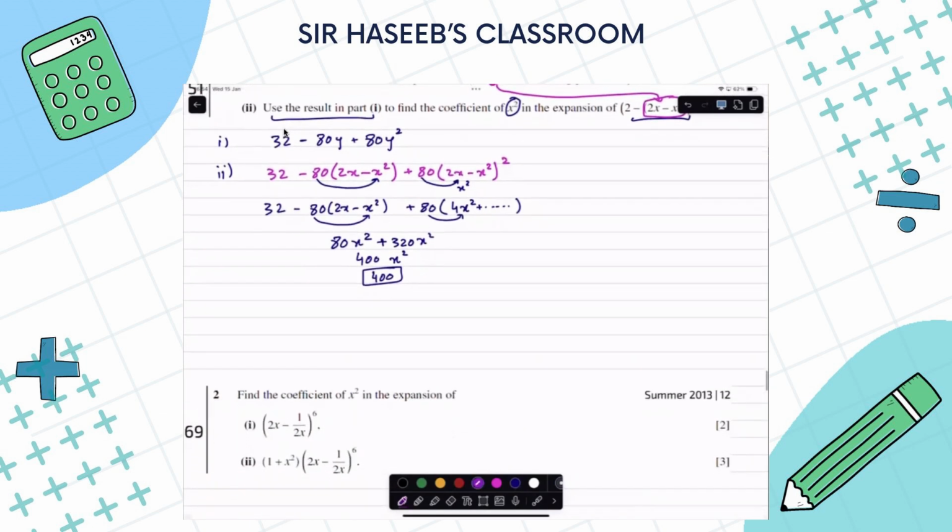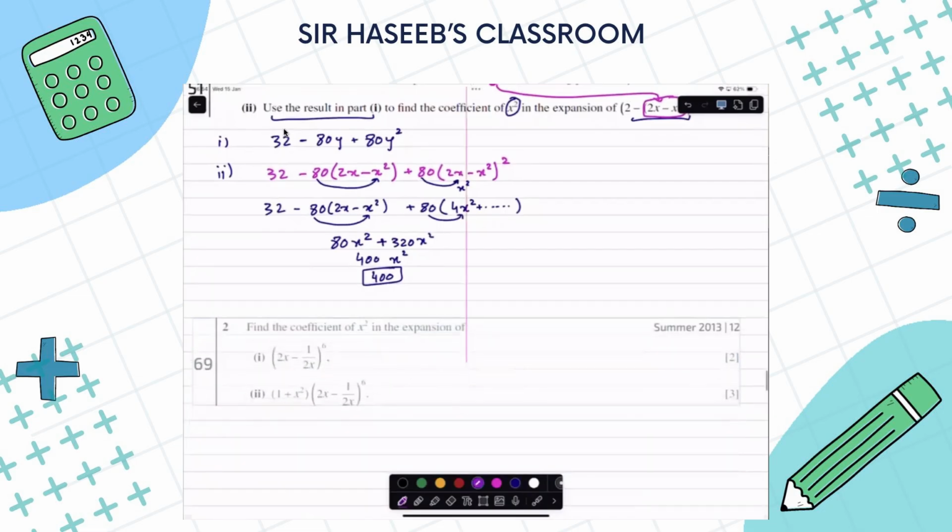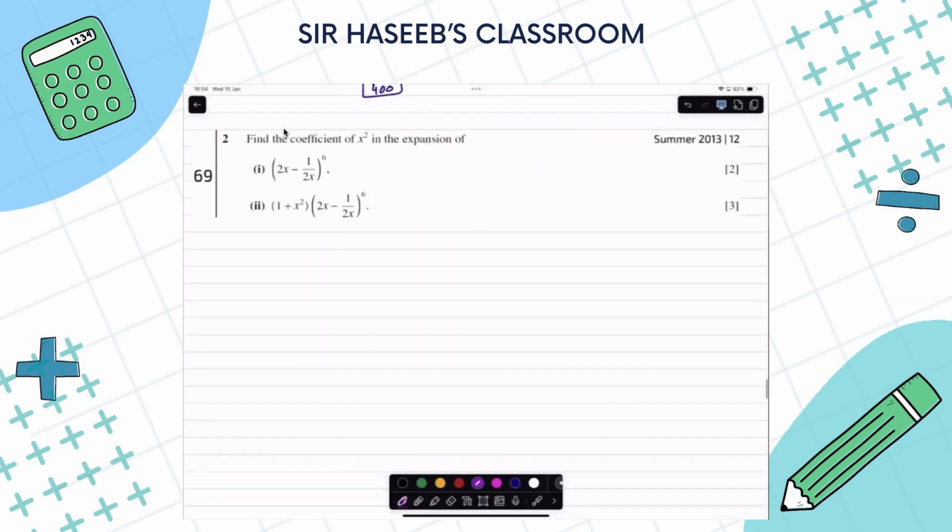Done. Now this was a tricky one as well. So first of all, coefficient of x square in the expansion of this. Again, we don't know the value of r at which this is going to be. So 6Cr, 2x to the power of 6 minus r, minus 1 over 2x to the power of r. Got it?